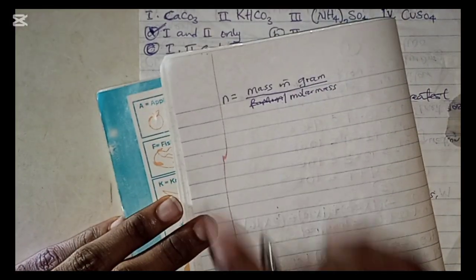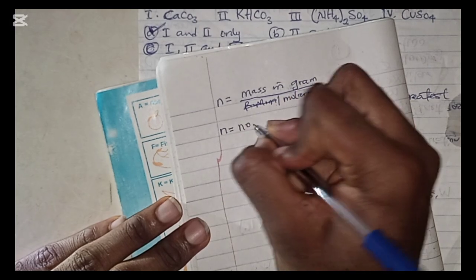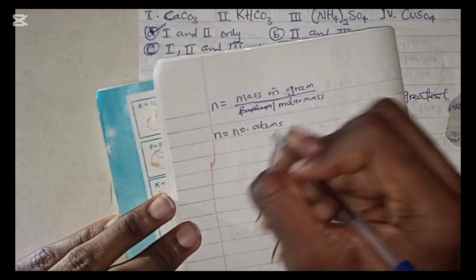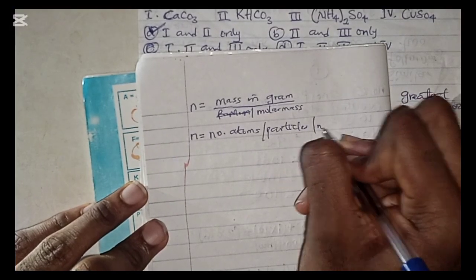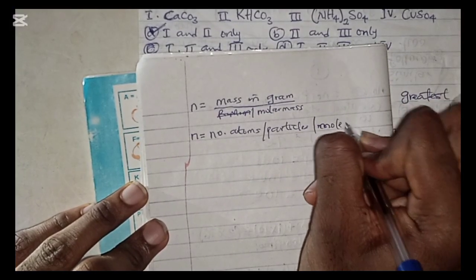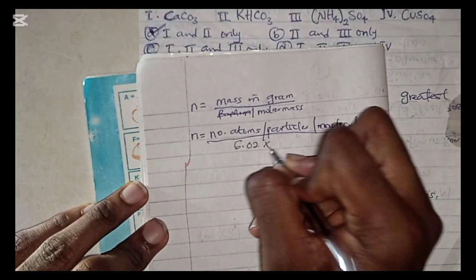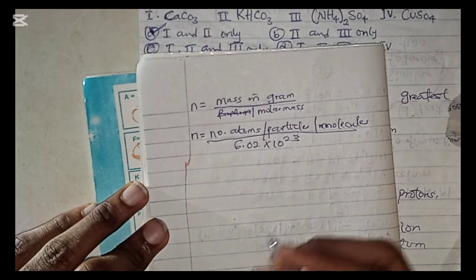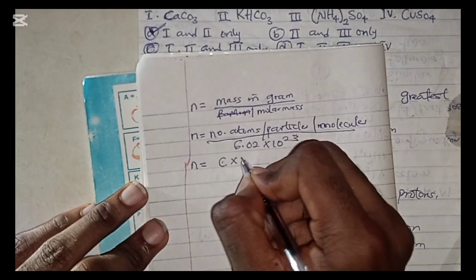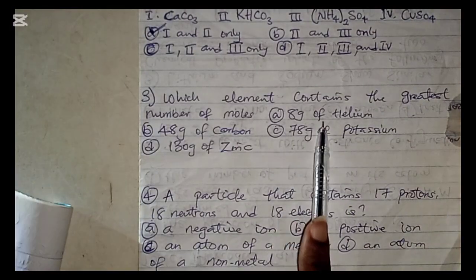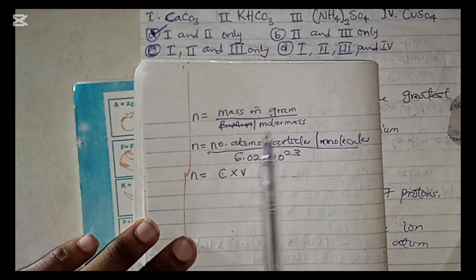Your number of moles also has another formula, which is your number of atoms or particles or molecules divided by 6.02 times 10 raised to the power of 23. It also has another formula, which is number of moles is equal to concentration times volume. We're given the masses in grams, and that's what we are going to be working with. We are going to be working with the formula mass in grams all over the molar mass.